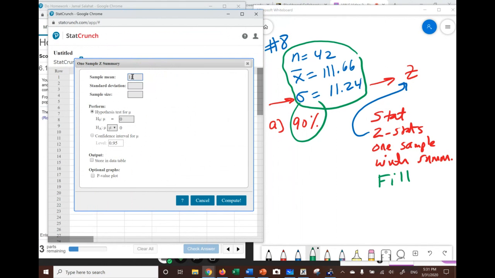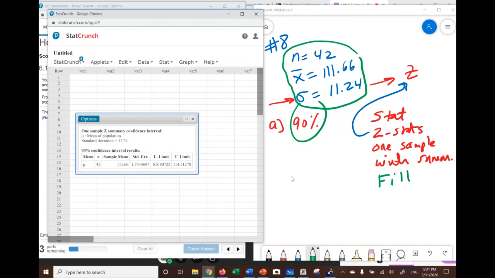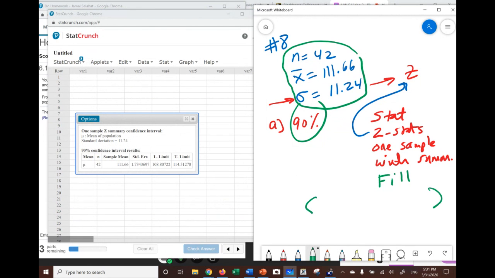The sample mean is 111.66. The standard deviation, which is the same as sigma, is 11.24. And the sample size in this problem is 42. We go down to the confidence interval, and we change that to 90% as required. And we compute. The answer we got, rounded to two places, is 108.81, comma, 114.51. So that is the confidence interval that we got.